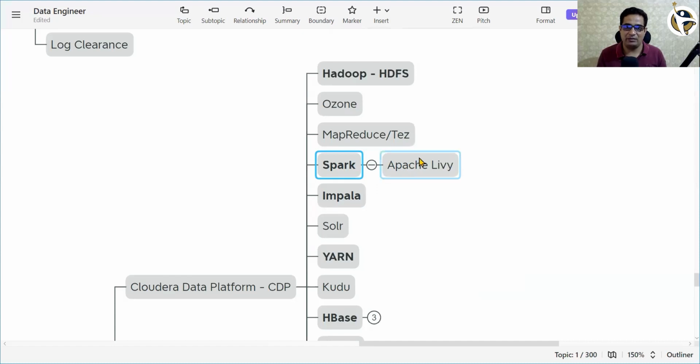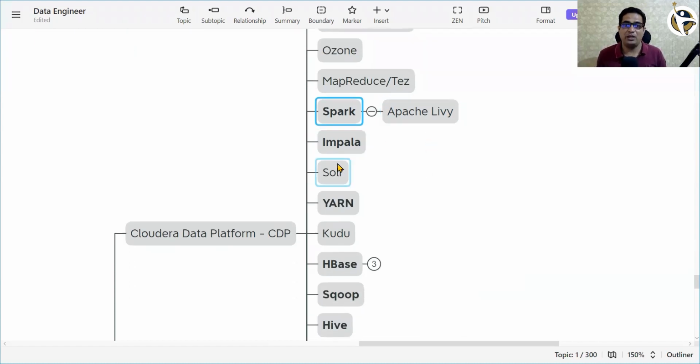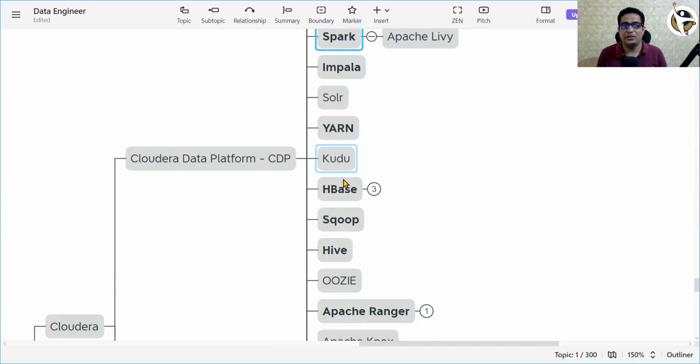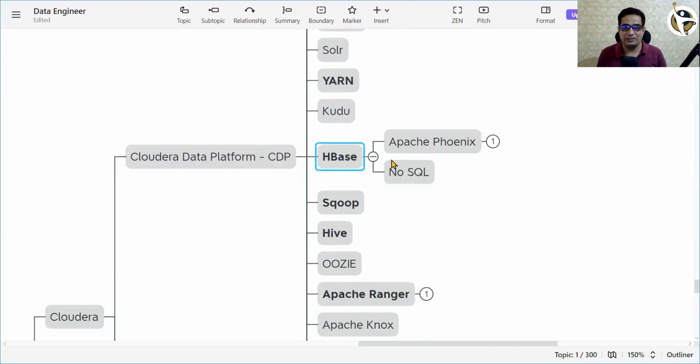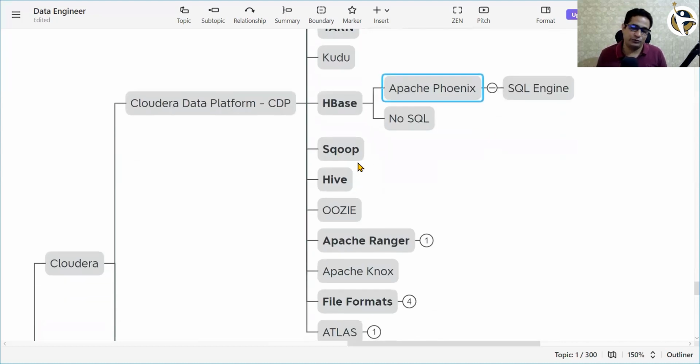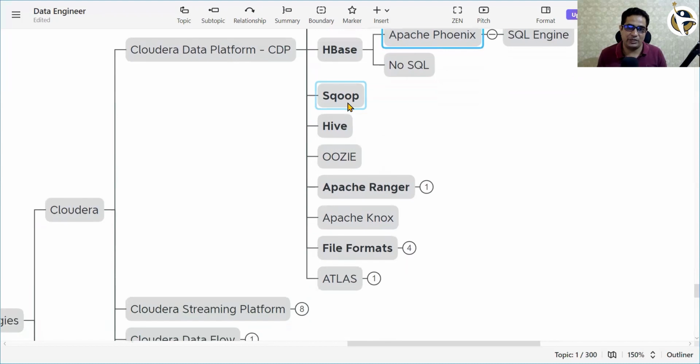Then Spark, where we have Apache Livy server on top of Spark, so some things as part of microservice-style submission you can do using Livy. Impala, Solr. Solr is for search kind of activity. YARN, as we know, is used for distributed task scheduling. Then Kudu, HBase. HBase is mainly for NoSQL activities, but on top of that we now have the Apache Phoenix tool, which gives you SQL-like capability on top of HBase. Then Sqoop, if you want to move data from RDBMS to Hadoop and Hadoop to RDBMS, we can achieve that using Sqoop.